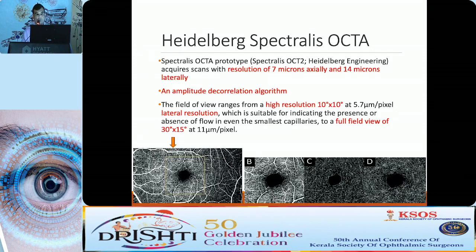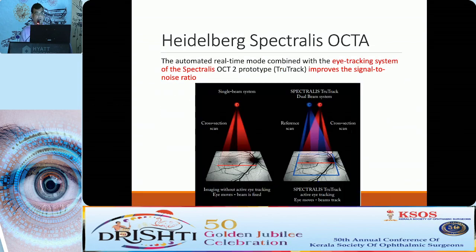it has a resolution of nearly 5 to 7 microns, very deep penetration, and the slab it takes is 10 by 10 degrees for high resolution. For wider field you have to take 30 by 15 degrees of field. Since Heidelberg has an eye tracking system, the chance of overlapping and image confusion is less. You will get a very good image because of the eye tracking system in Heidelberg.